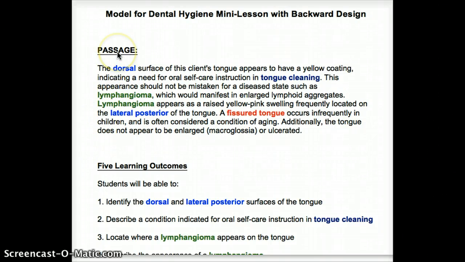My passage included and made reference to the anatomy of the tongue, more specifically the dorsal and lateral posterior surfaces. One of my 5 learning outcomes was that upon completion of this lesson, students will be able to identify the dorsal and lateral posterior surfaces of the tongue.